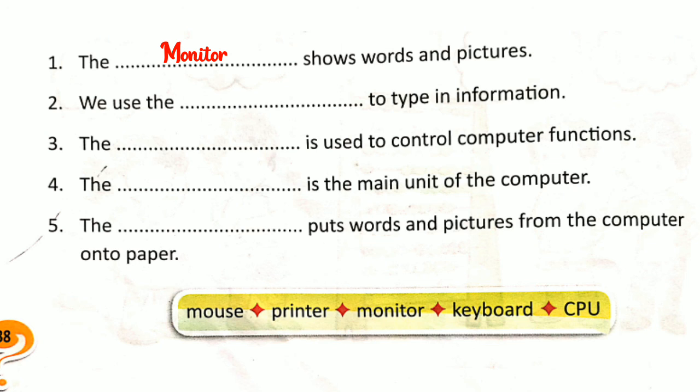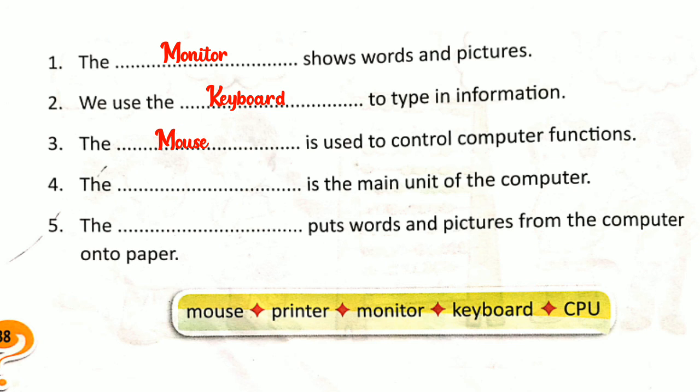Very good. Okay, now number 2, we use the blank to type information. So what do we use? Yes, we use a keyboard to type information. Very good. Okay, now number 3, the blank is used to control computer functions. It's a mouse. The mouse tells the computer what to do.